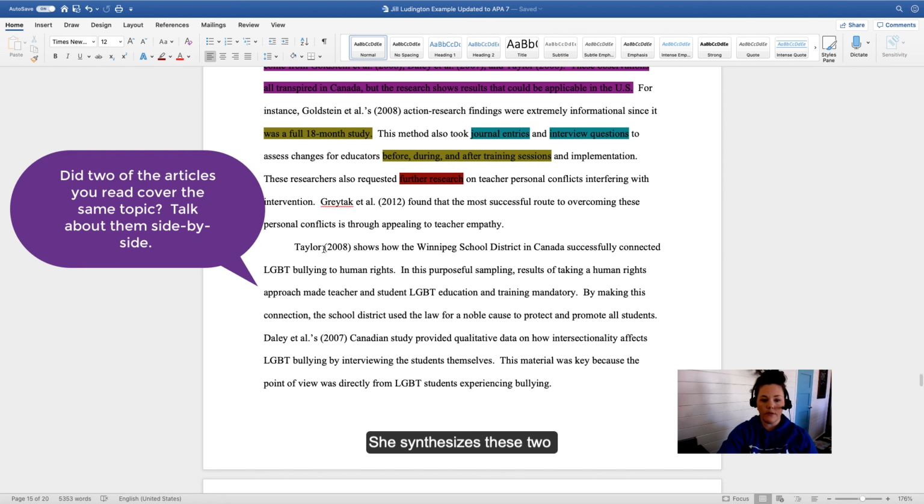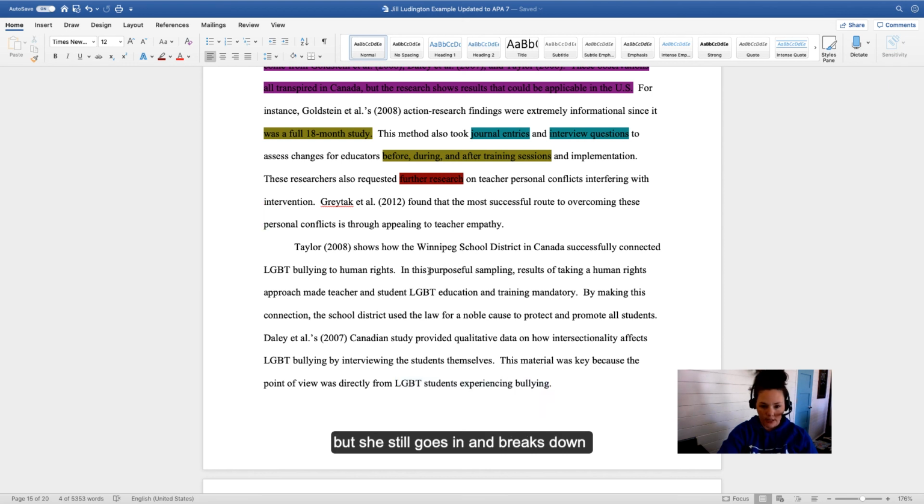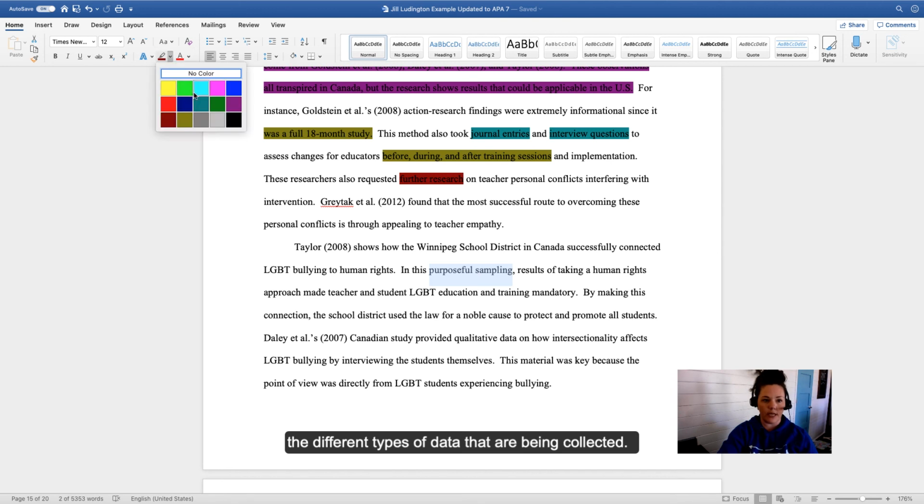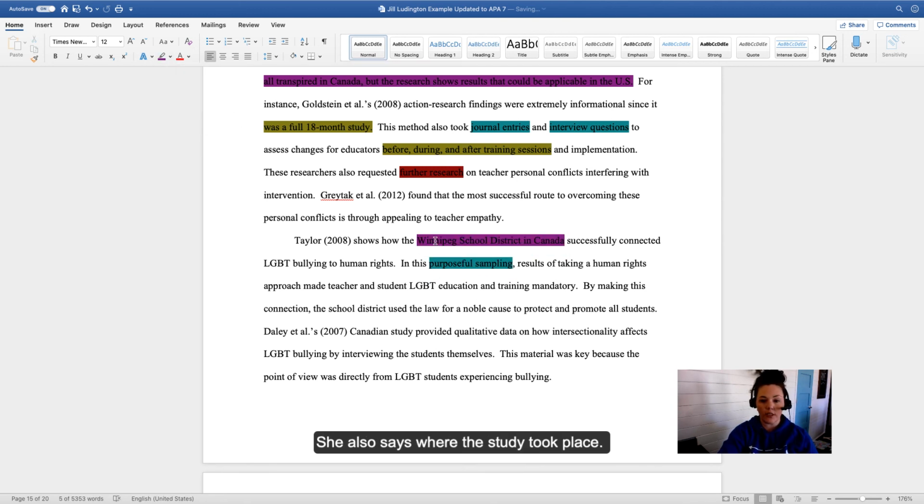She synthesizes these two resources together because she's hitting on the topic of LGBT students experiencing bullying. So she lumps these two together, but she still goes in and breaks down the different types of data that are being collected. She also says where the study took place.